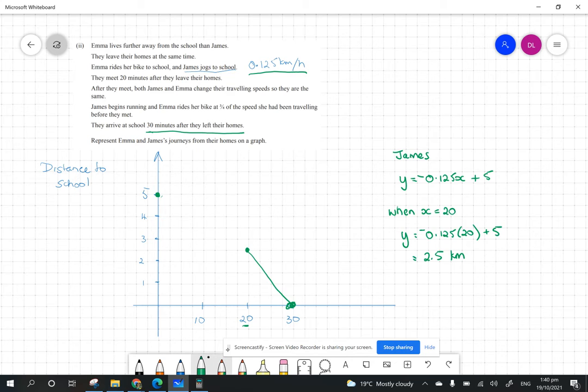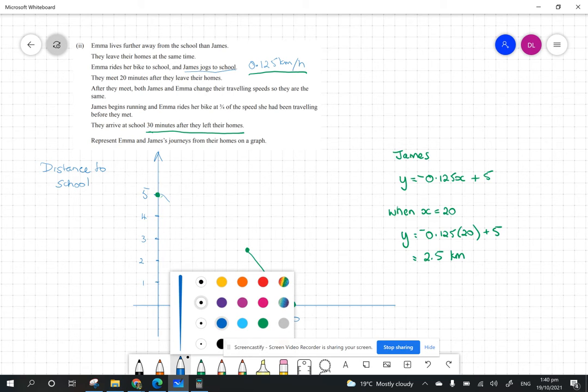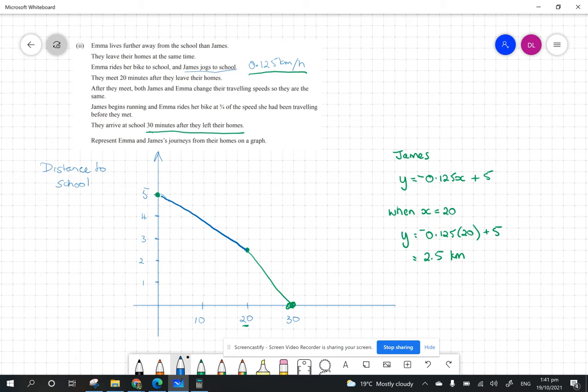James is jogging from here to here, so I'm just going to give that a different colour. Make that a bit fatter. Just going to draw that in there. So you know this one here has a gradient of 0.125, and it's negative because it's going downwards. So in that case, the equation of the blue line will be this thing over here: y equals negative 1.25x plus 5, because it goes through a y-intercept of 5.